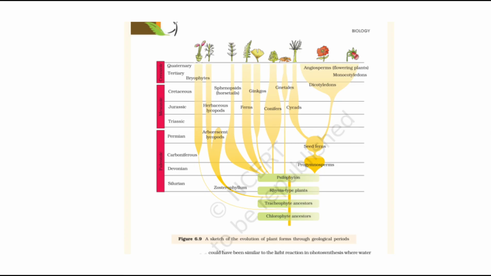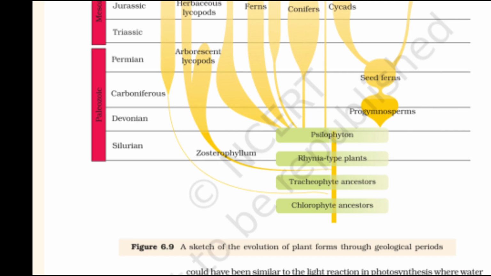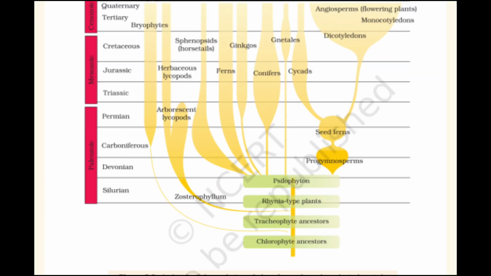So here we can see the origin of plants, which starts with the chlorophyte ancestor, that is green algae, meaning the plants originated in water, no roots, no stem, no vascular tissues. Then the first land plants come, like the tracheophyte ancestor, Rhynia type plants, and Coelophyton. So what are the features of it? First, the land plants, their simple body start with the vascular tissue like xylem and phloem.